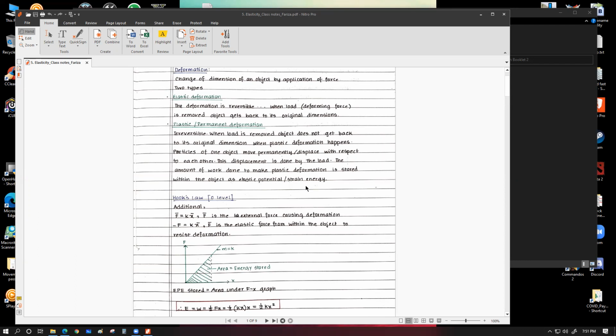which means whenever any object undergoes permanent deformation or plastic deformation, suppose we pull an object and permanently lengthen it, so it remains at that dimension.